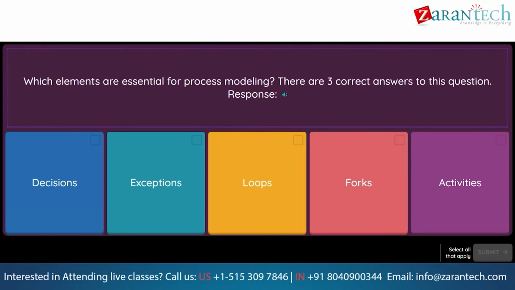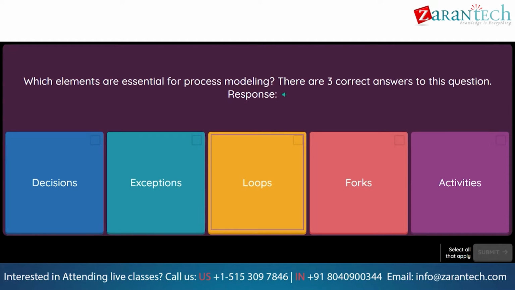Question: which elements are essential for process modeling? There are 3 correct answers to this question. Response: Option 1, decisions. Option 2, exceptions. Option 3, loops. Option 4, forks. Option 5, activities.